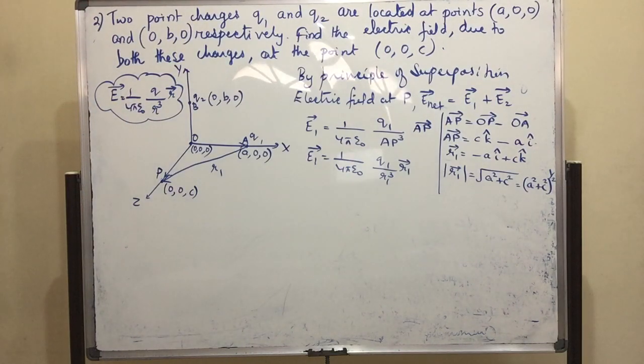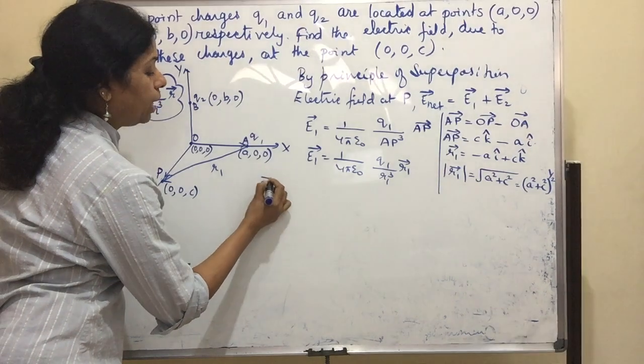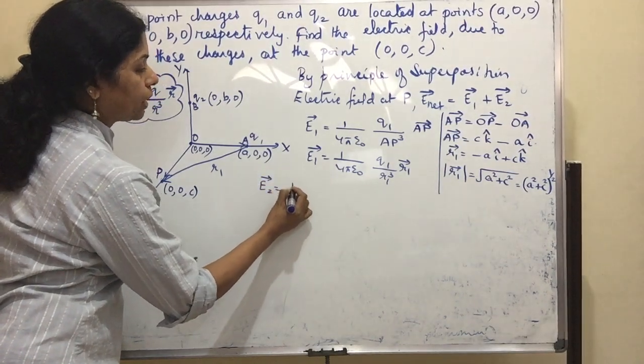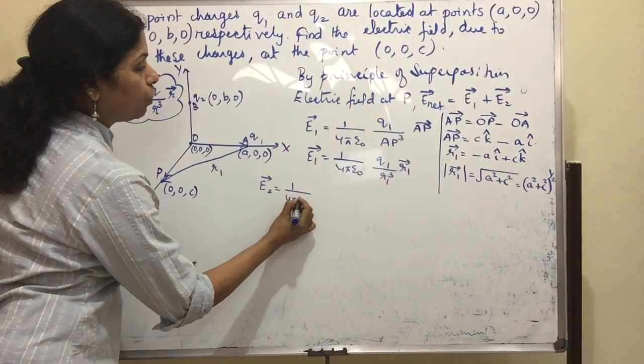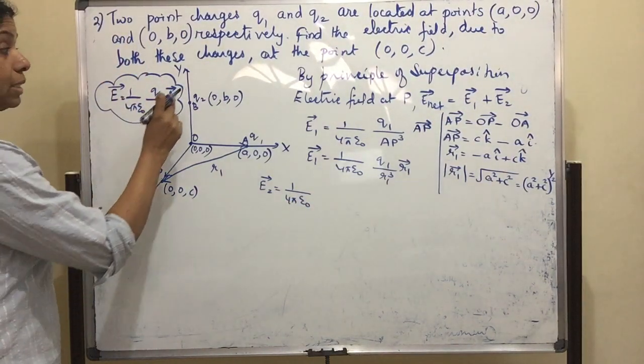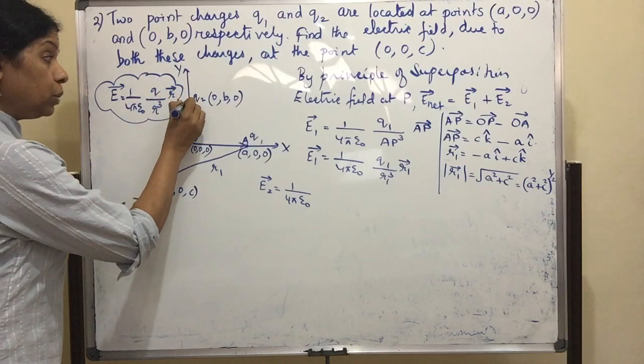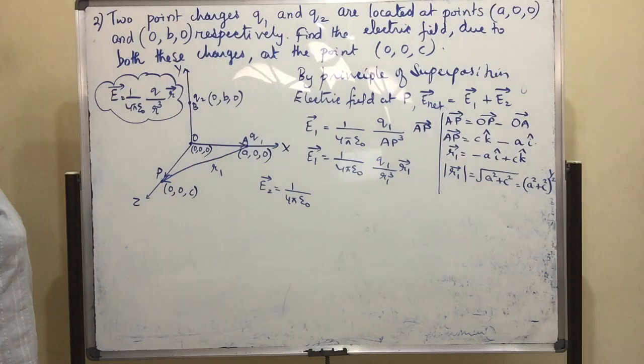So that is E1 vector. Now what is this E2 vector? E2 vector also same way you can write. E2 vector is equal to 1 by 4 pi epsilon naught. It is due to the charge Q2, the electric field at P due to the charge Q2 at B.